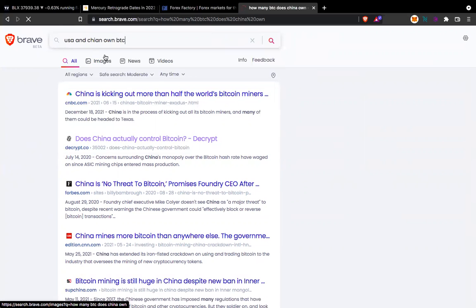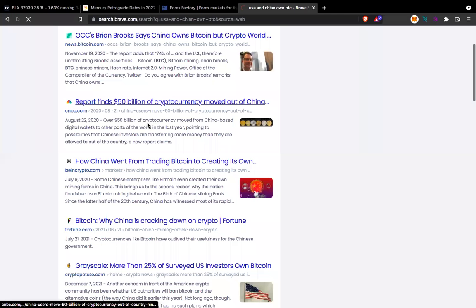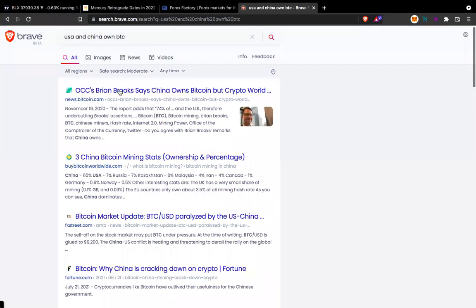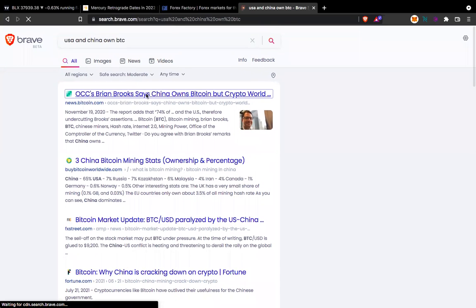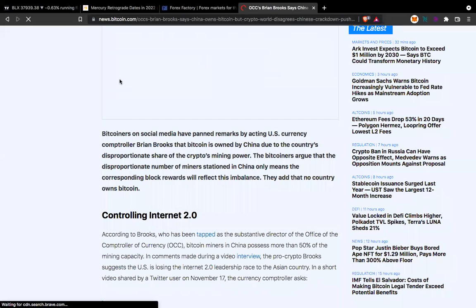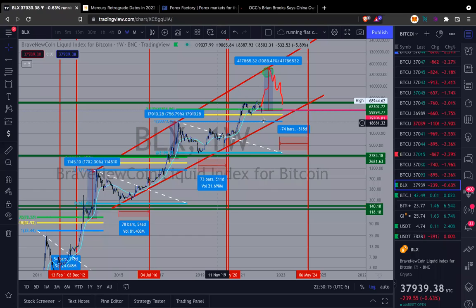And I'm using a Brave browser. None of this should be. USA and China own Bitcoin. How China went from trading Bitcoin. OCC Brian Brooks says China owns Bitcoin. I think it might be here. If I can't find it here, then I'll find it later, and then I'll put it in the chat. Okay, I can't find it here. Anyways, China owns a lot of Bitcoin. So does the US. I'm going to drop it in the chat later once I find it.